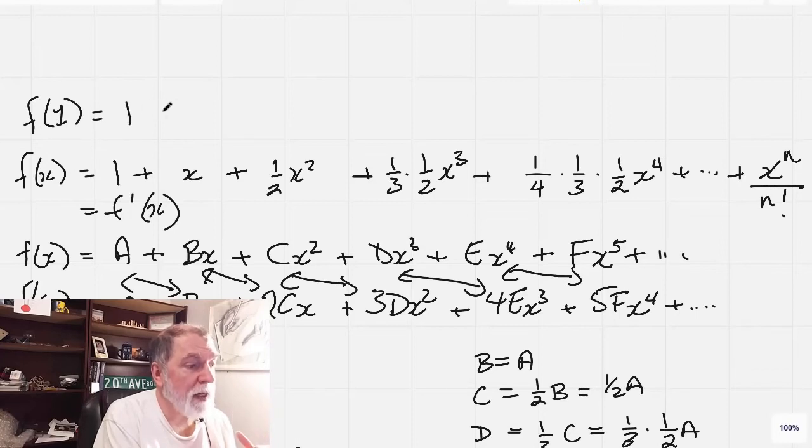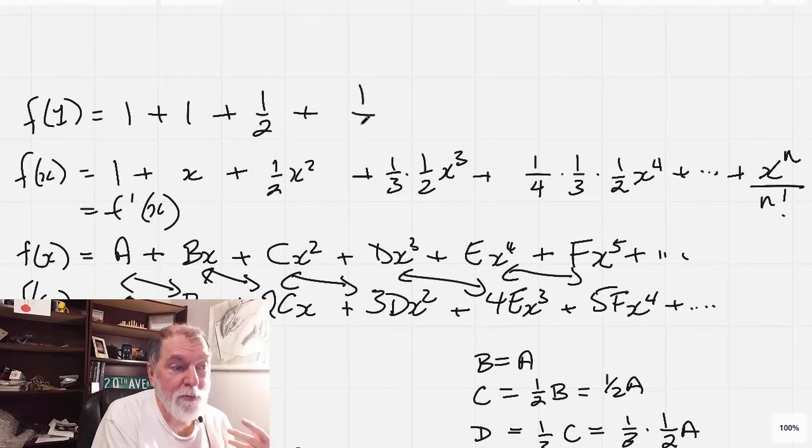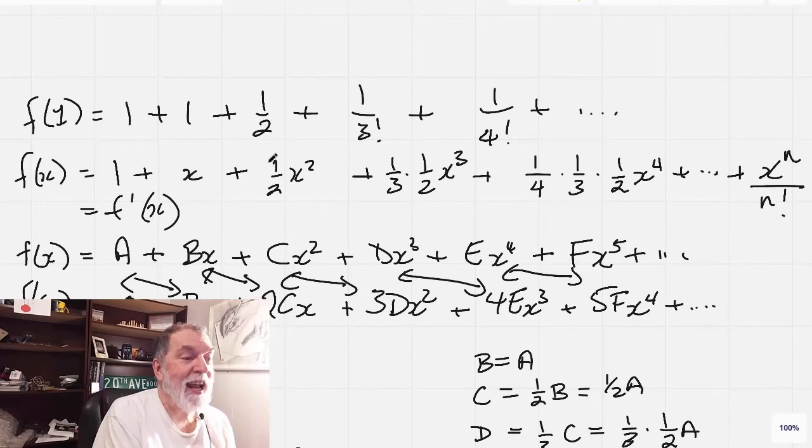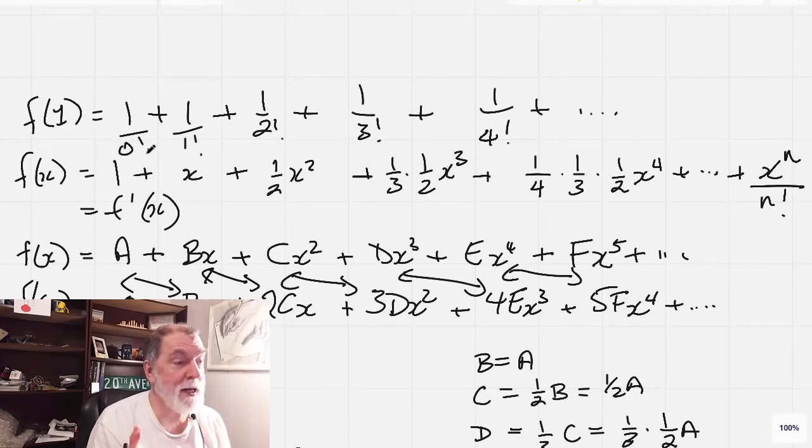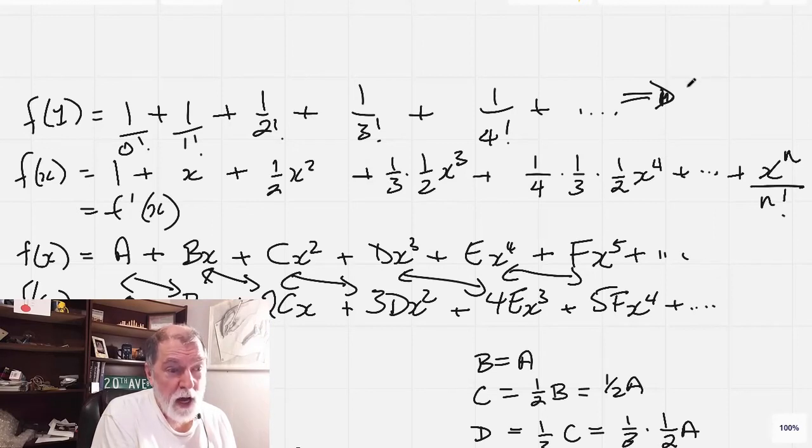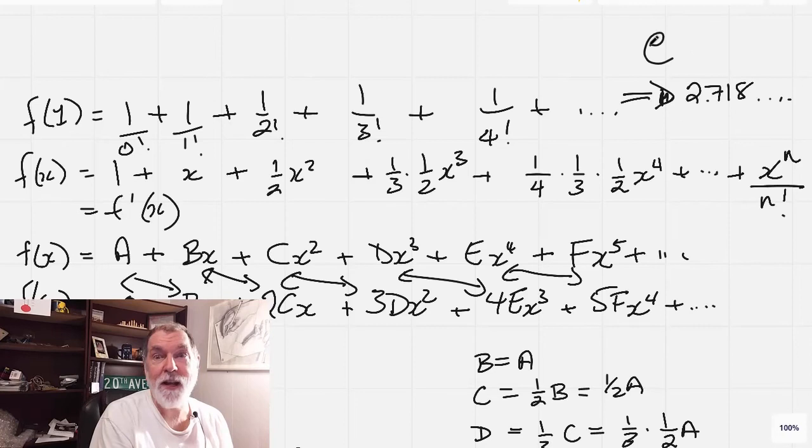We'll get 1 plus 1 plus 1/2 plus 1 over 3 factorial plus 1 over 4 factorial plus, and so on. And we can write this as 2 factorial. Let's put a 1 factorial under here and put a 0 factorial under here just to be complete. Each additional number gets smaller and smaller, and this whole thing approaches a value of about 2.718, on and on and on, which you may recognize as the infamous e.